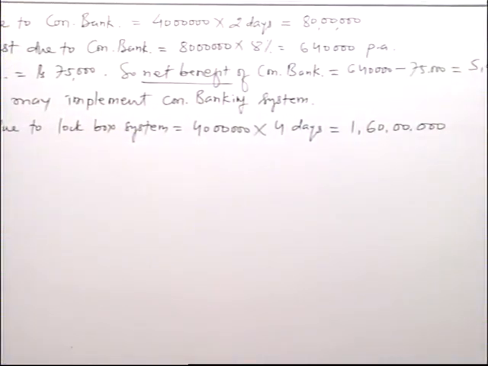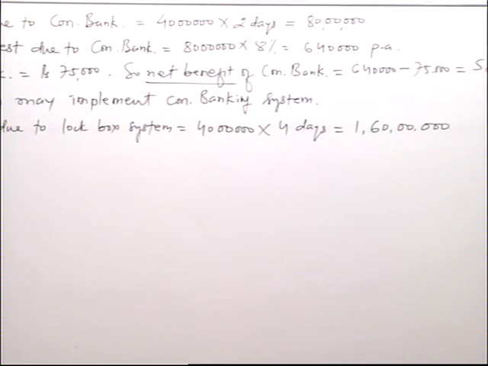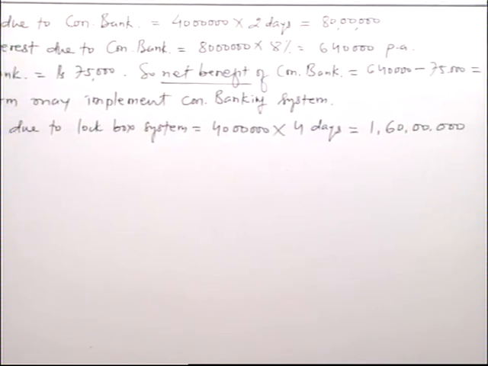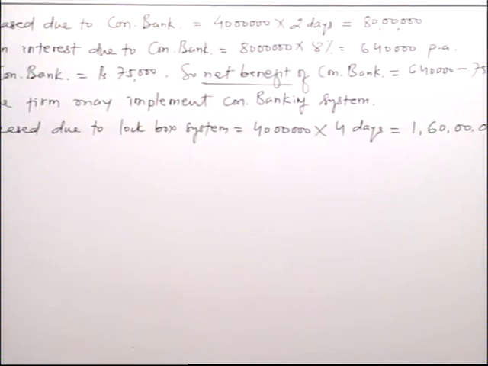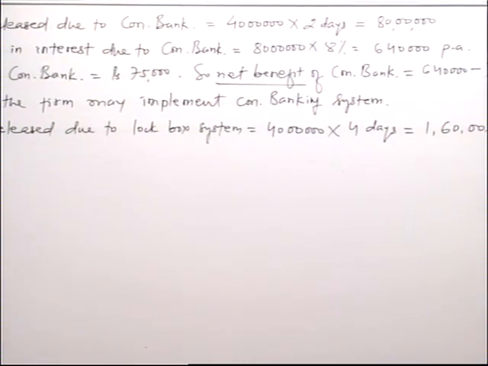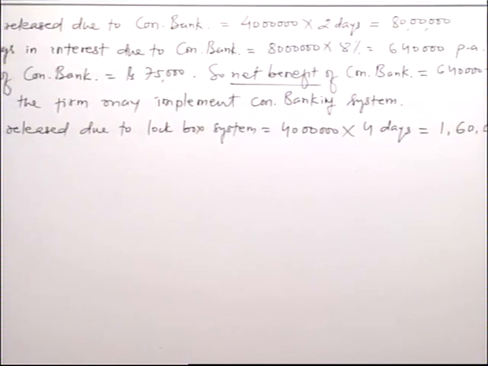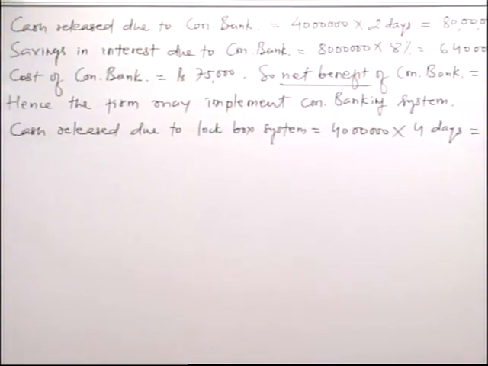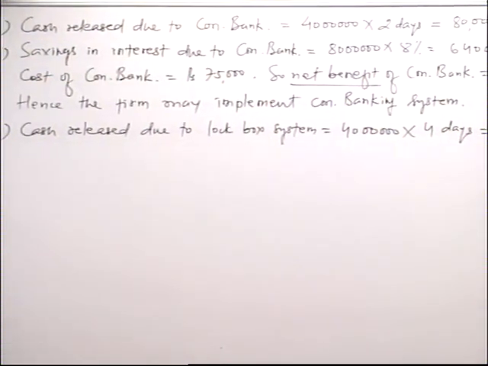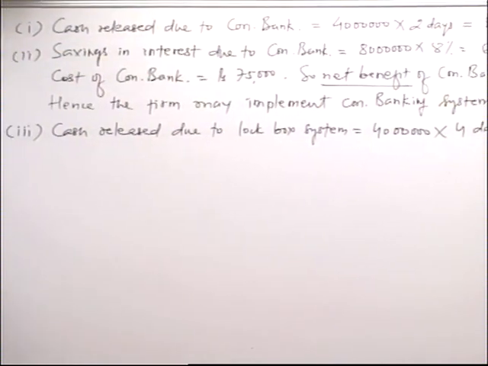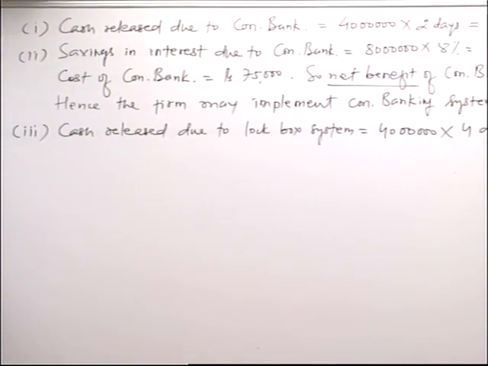So cash released due to lockbox system is 1 crore 60 lakhs. It means we will receive 1 crore 60 lakhs rupees earlier, but not more. Now question number 4, how much can be saved with lockbox system? It means what is the interest saving due to lockbox system?